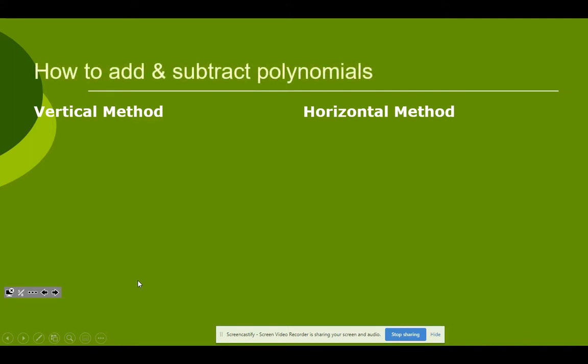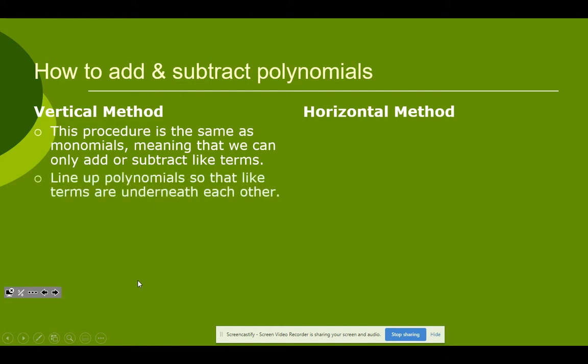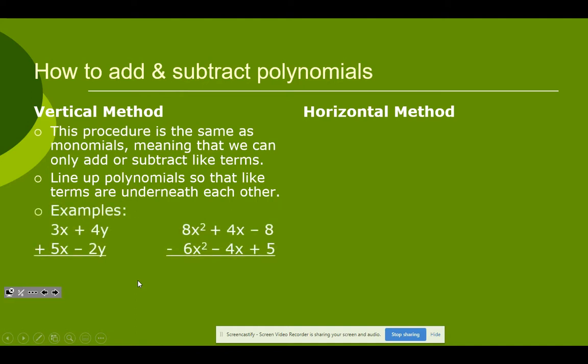There are two methods to adding and subtracting polynomials. The first is the vertical method. The procedure is pretty much the same as monomials, meaning that we only add or subtract like terms. We want to line up the polynomials so that like terms are underneath each other. Here are some examples that we have.